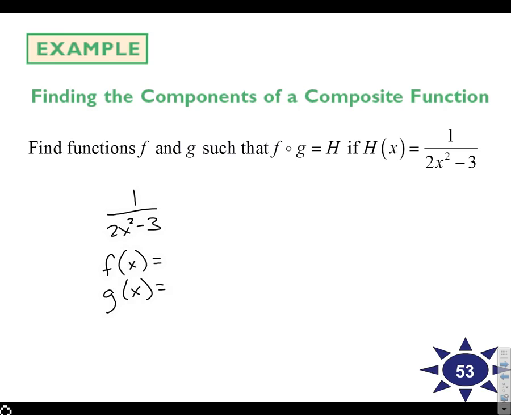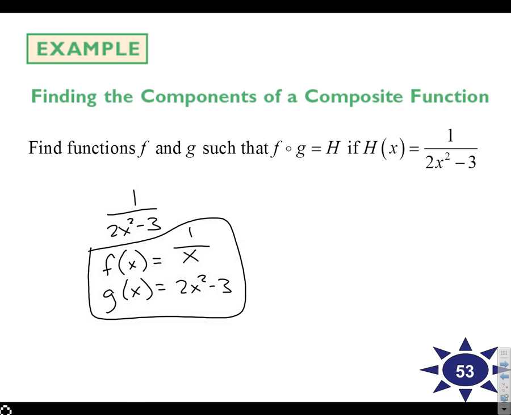So g is what's going in. So if our input was 2x squared minus 3, we want to get 2x squared minus 3 to be in the denominator. We could say plug it in to 1 over x. And then we would get 1 over 2x squared minus 3. These would be the components of your composite function. All right, so sometimes these are tough to see. Some experience might be necessary here, but give 53 a shot.